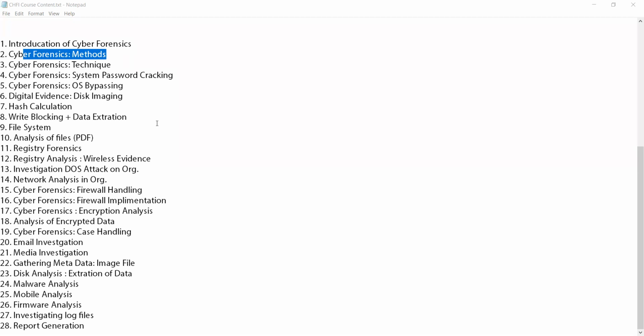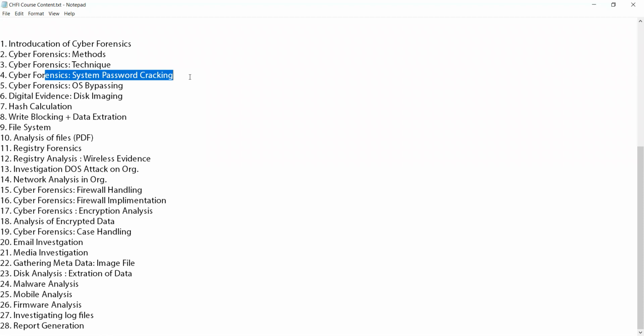Okay, the next module is based on the system password cracking procedure in cyber forensics. In that module, we are going to crack different types of system passwords. Suppose you go to the incident place and see different types of systems available there, and you want to crack the password and open that system for further process. How can we perform that? By using password cracking procedures.